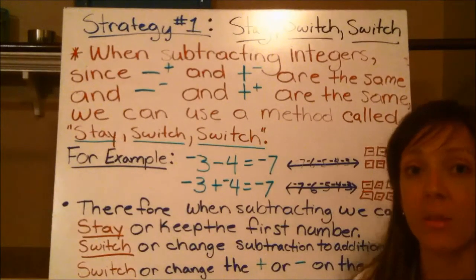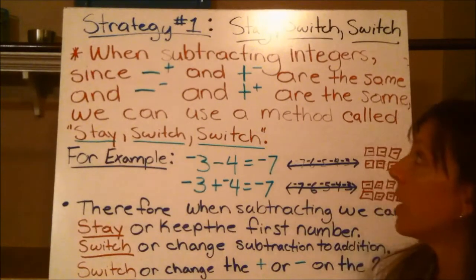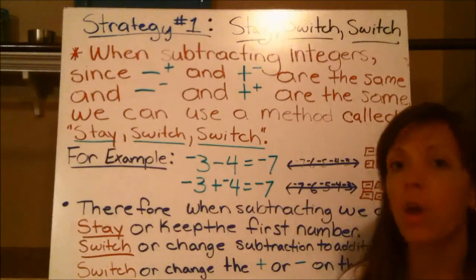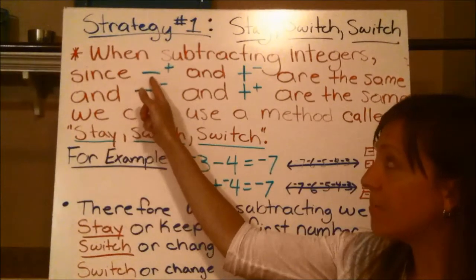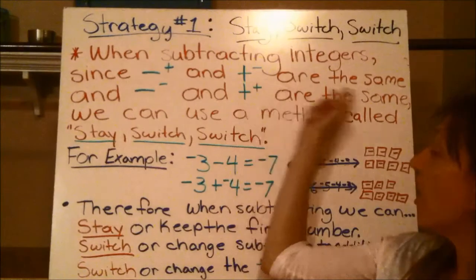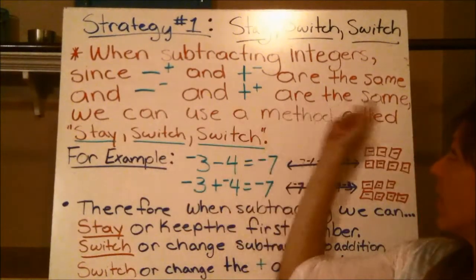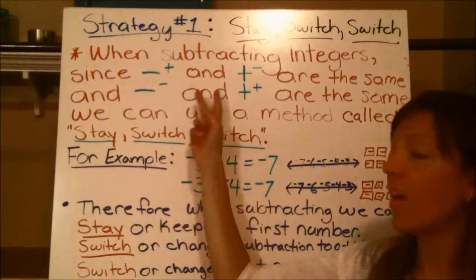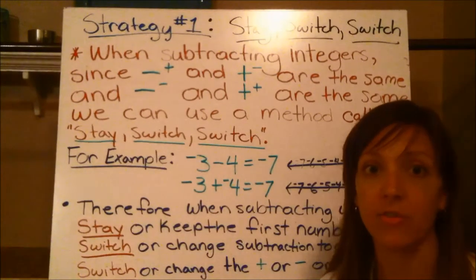Here is a strategy that could be helpful to you if you're having some struggles with subtracting integers. This strategy is called stay, switch, switch. When subtracting integers, since subtracting a positive and adding a negative are the same, and subtracting a negative and adding a positive are the same, we can use a method called stay, switch, switch. This is one of the conclusions that we came to in the subtracting integers video.